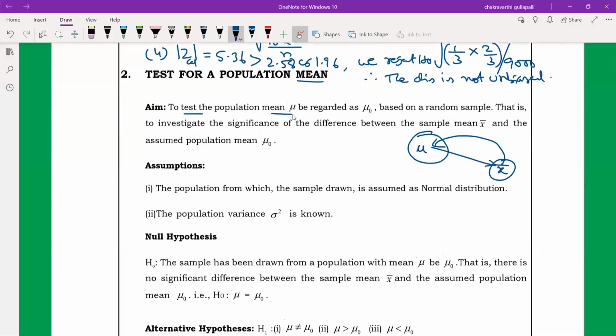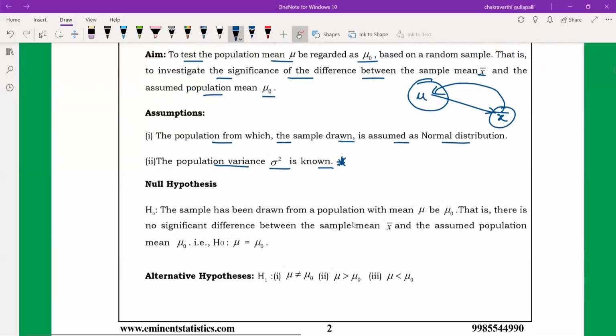To test the population mean mu regarding mu naught based on the random sample, that is, to investigate the significant difference between the sample mean and the assumed population mean. There is no significant difference between the sample mean and population mean. This is our investigation statement. Assumption: the population from which the sample is drawn is assumed to be a normal distribution. The population variance sigma square is known. It's very, very important here: population variance is known.